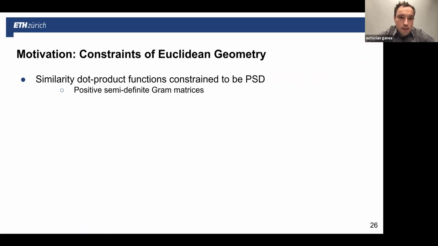However, there are some constraints of Euclidean geometry that might hurt, depending on what type of data is used. People typically capture similarity of discrete objects using dot products.